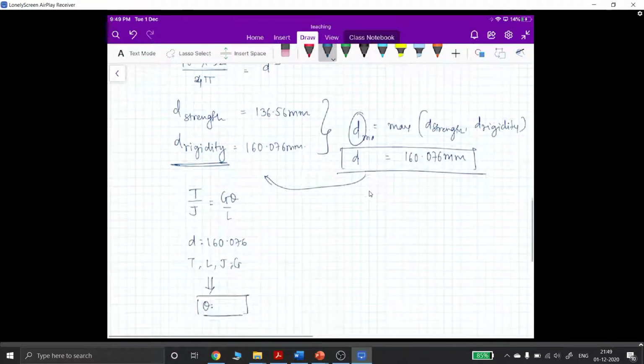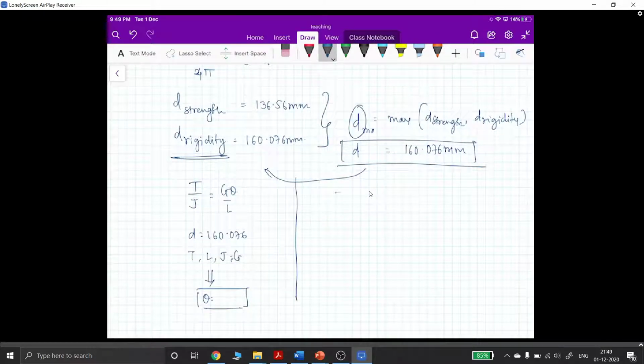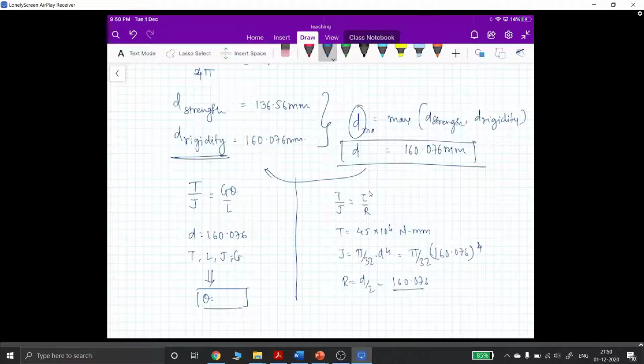Now the second part, final maximum shear stress. It can be calculated by using the strength criteria, T by J equal to tau by R. In this case, T will be 45 into 10 to the power 6 Newton millimeter. J, as it is, is pi by 32 into d to the power 4. Now we will substitute the new diameter, so it will be 160.076 to the power 4. R will be equal to d by 2, so it will be 160.076 divided by 2. Is it okay?